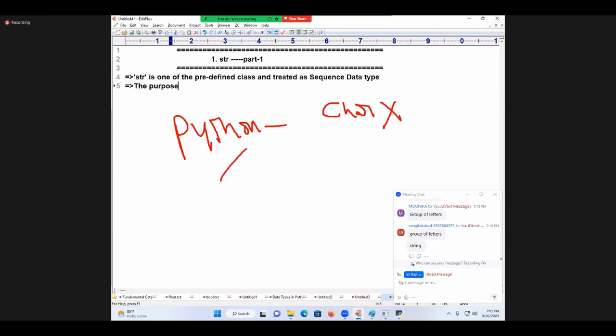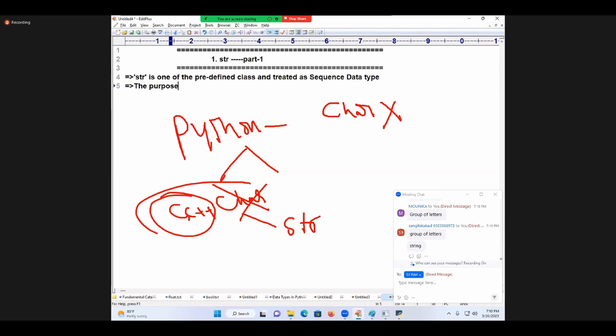Char data type is also represented in Python as what? STR. Char management in C and C++ is very complex. Such a kind of management is removed in Python, because they want to give crystal clear memory management.